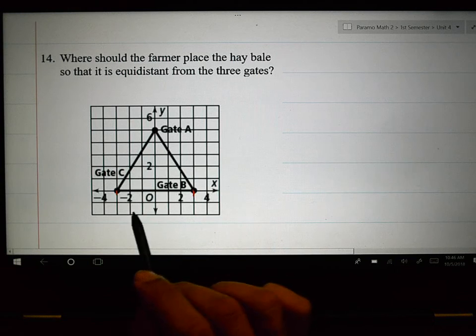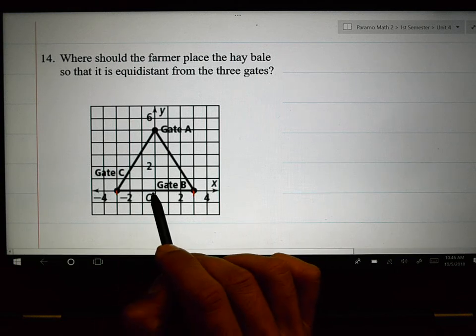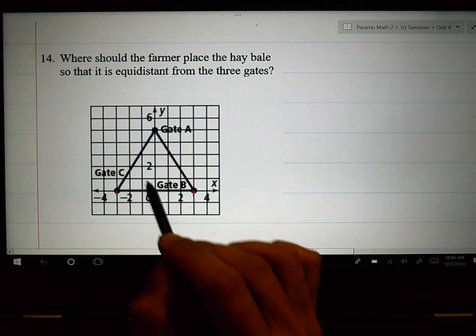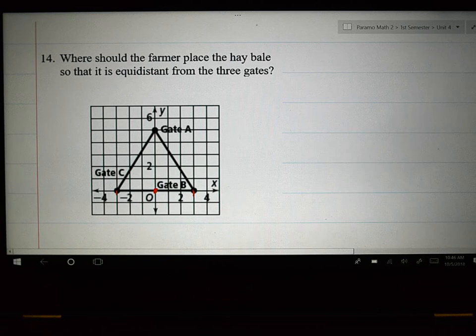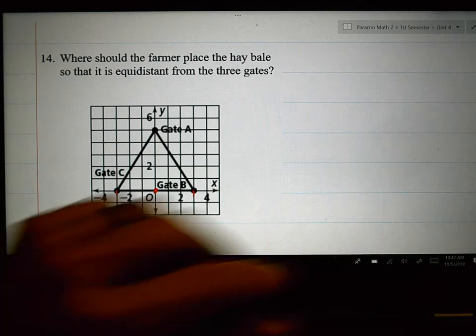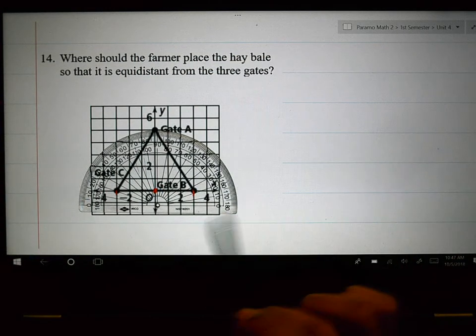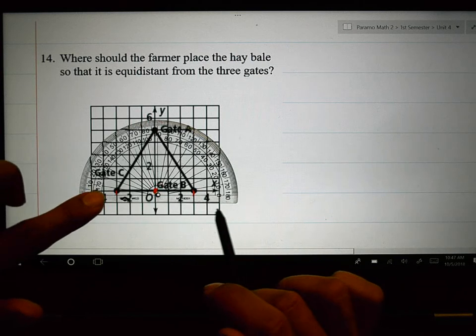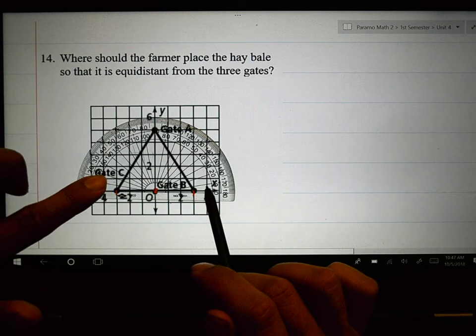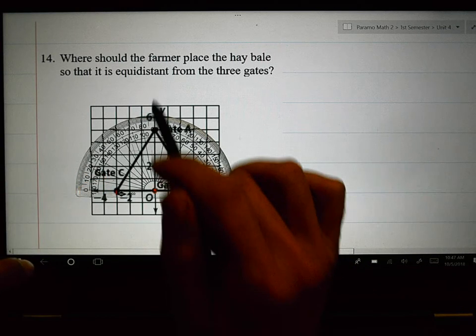On number 14, do you know where the midpoint is? Is it at 0? I agree. Do you know where 90 degrees is from that point? If this is my protractor, let me show it to you, and I set this hole right where that midpoint is, do you know that 90 degrees is just straight up and down?